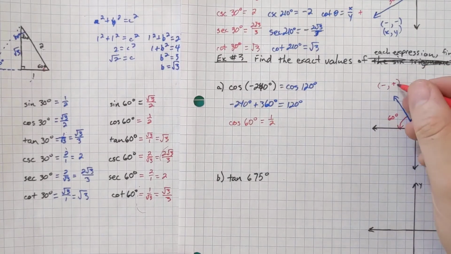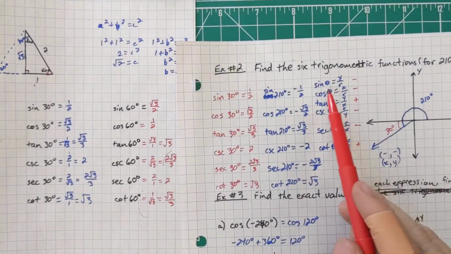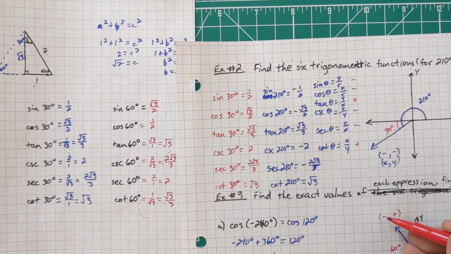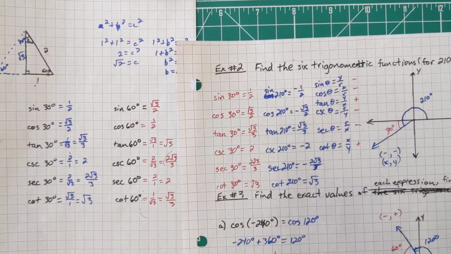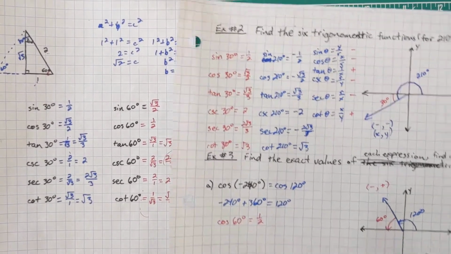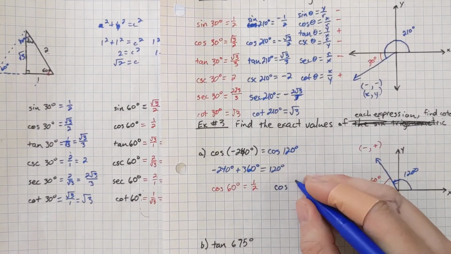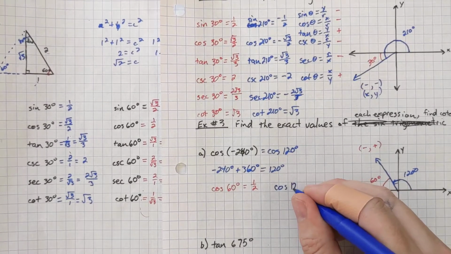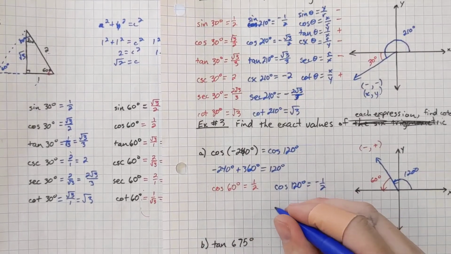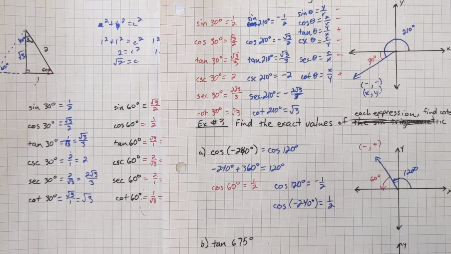Okay, and cosine, if we look back, cosine is x over r. Well, in this case, x is negative. So cosine of theta in the second quadrant should be a negative number. So if cosine of 60 degrees is 1/2, cosine of 120 degrees is negative 1/2, and that also means that cosine of negative 240 degrees is negative 1/2.